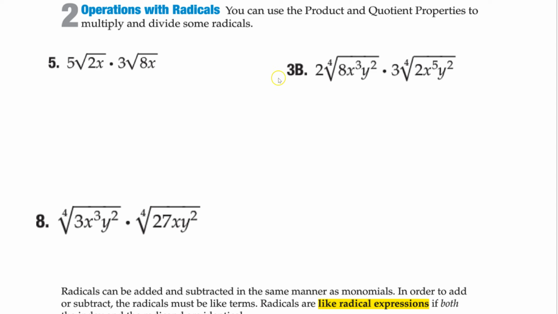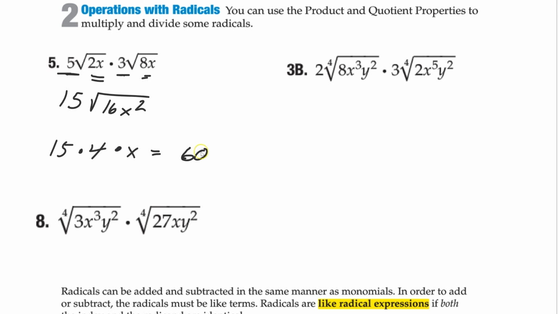Operations with radicals. So we're going to talk about how to simplify radicals this way. When you multiply radicals, you multiply the outside by the outside, so 15. And you multiply the inside by the inside, so radical 16x squared. Then we can reduce it. Square root of 16 is 4, and square root of x squared is x. So you get 60x. Again, just multiply outside by outside, inside by inside, and from there you can simplify it.